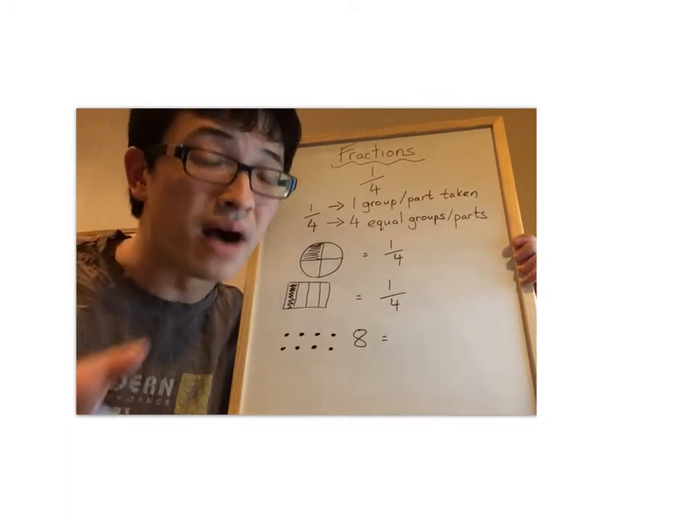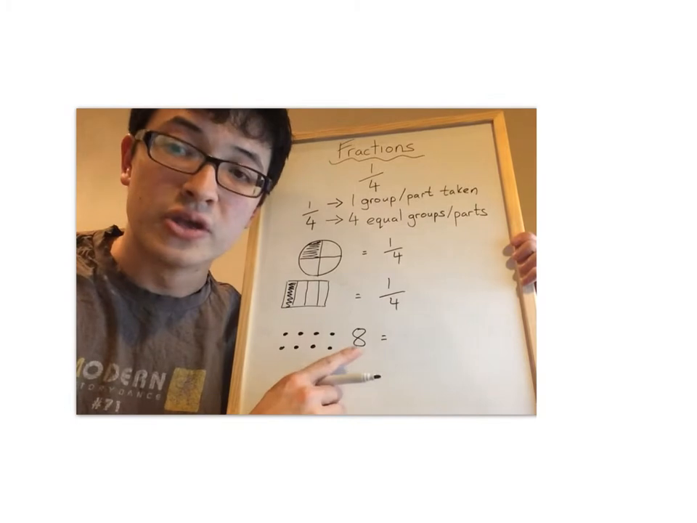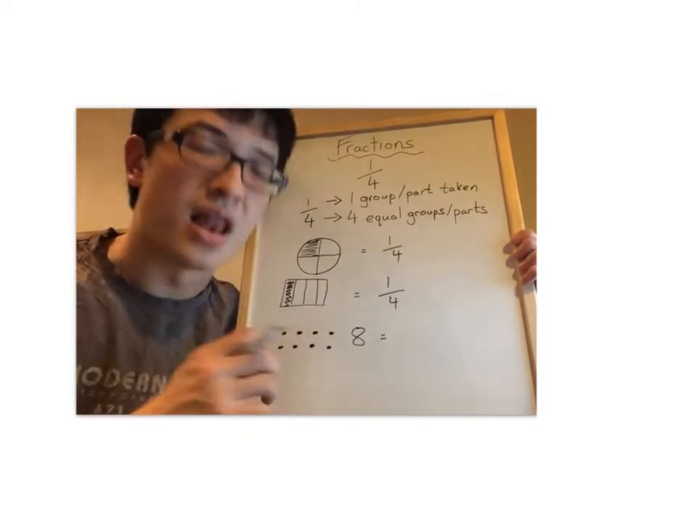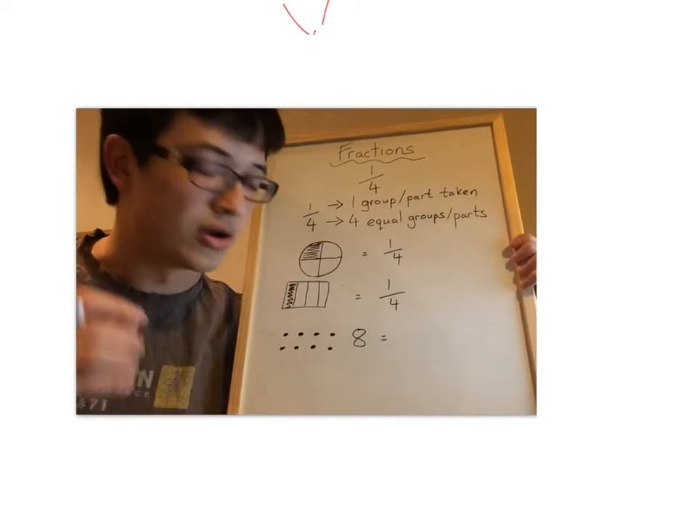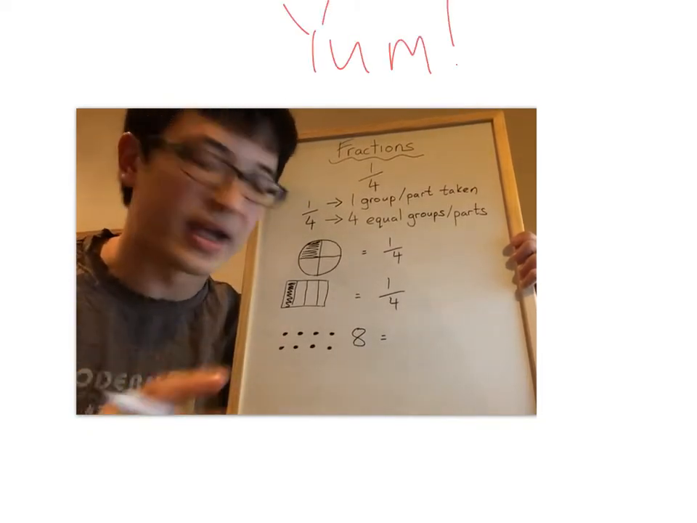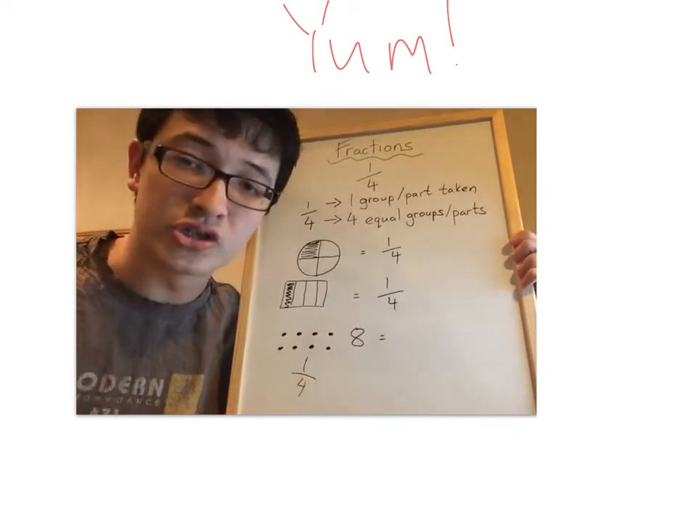Now sometimes you might even be asked to find a quarter of a number. So here we've got 8 lovely chocolate chips. Love chocolate chips. Okay, so we've got 8 chocolate chips. So how do we find a quarter? How do we find a quarter of those chocolate chips?